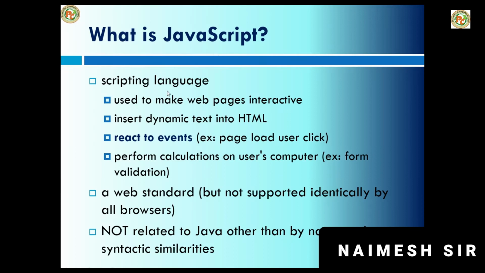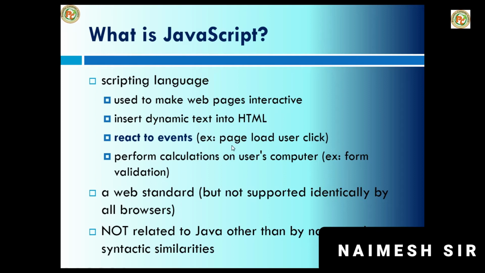JavaScript is used to make interactive web pages. It is called a scripting language, and it is also used to insert dynamic text into the HTML. It can react to events. What are events? Events mean something happens, for example when you click on a button, on the page, or on a link. That is called an event. But what should happen when you click on it? That is called an event handler.